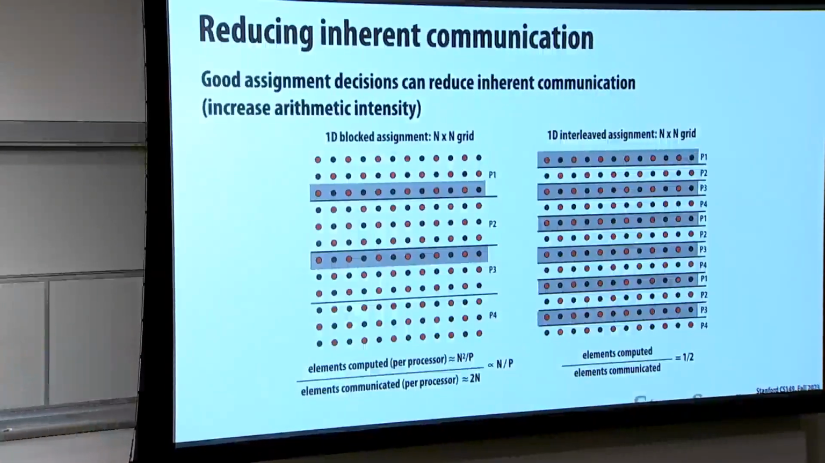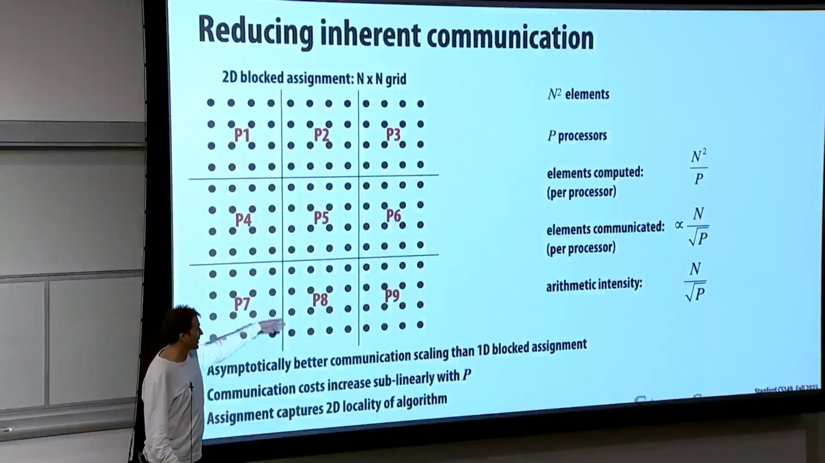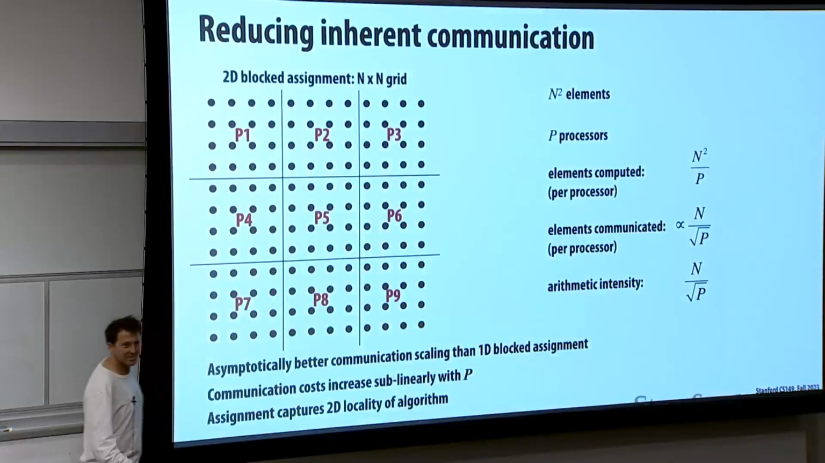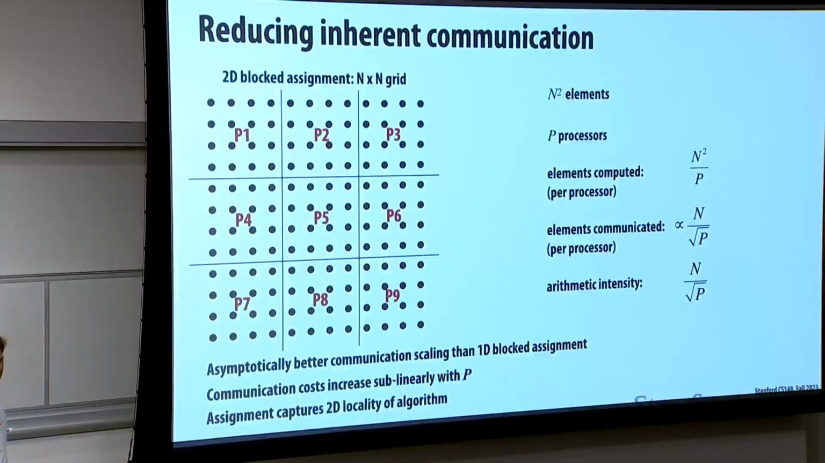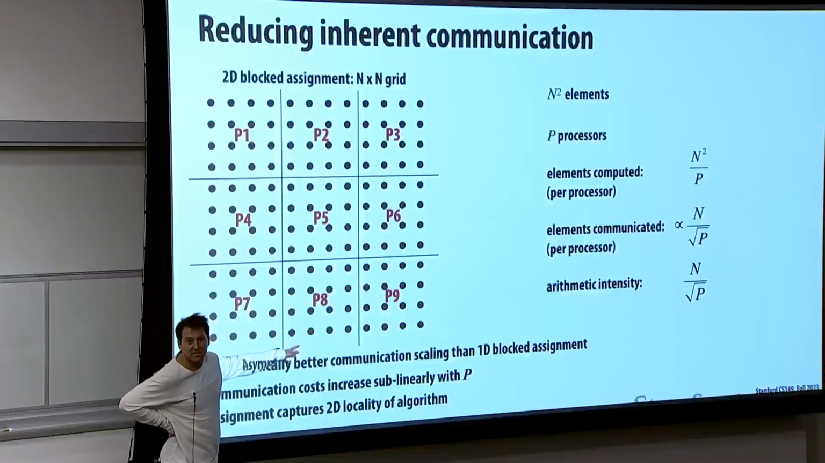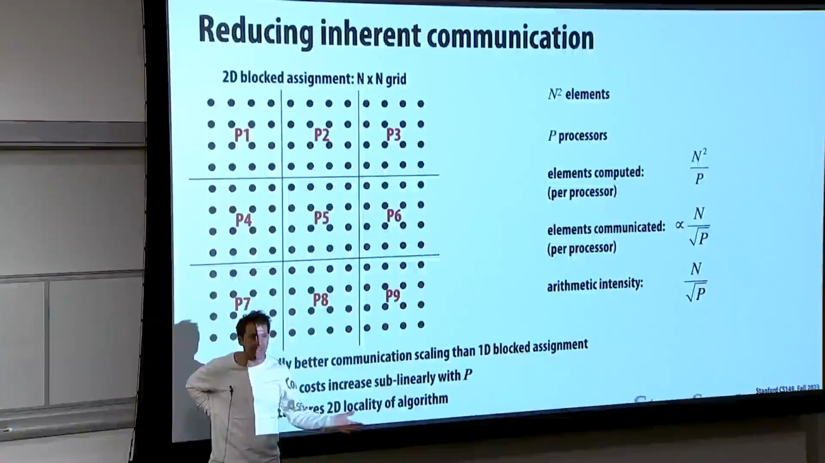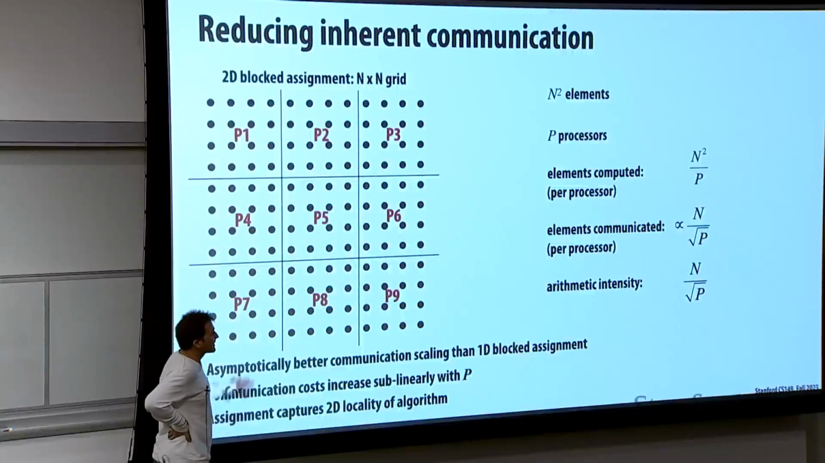So let's look at this. Let's divide up the work this way instead. I had to create a few more processors here just to make the diagram a little bit more obvious. So now let's just say I have 9 cores. And so again, I have n squared elements, p processors. What is the work per processor? Stays n squared over p. That hasn't changed. What's the communication?